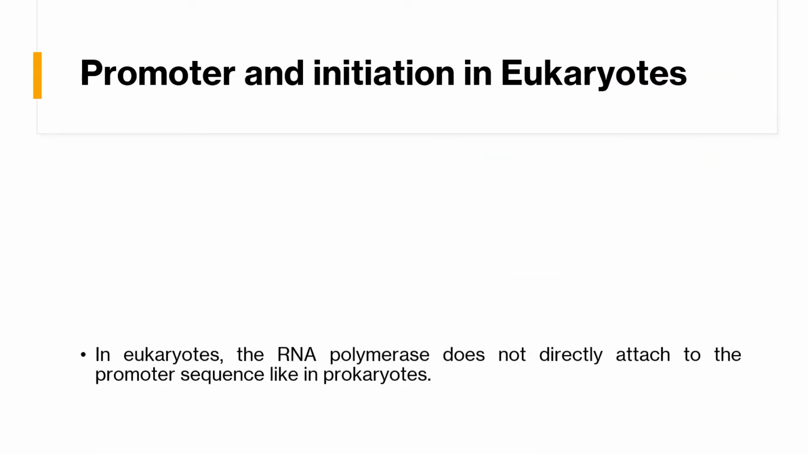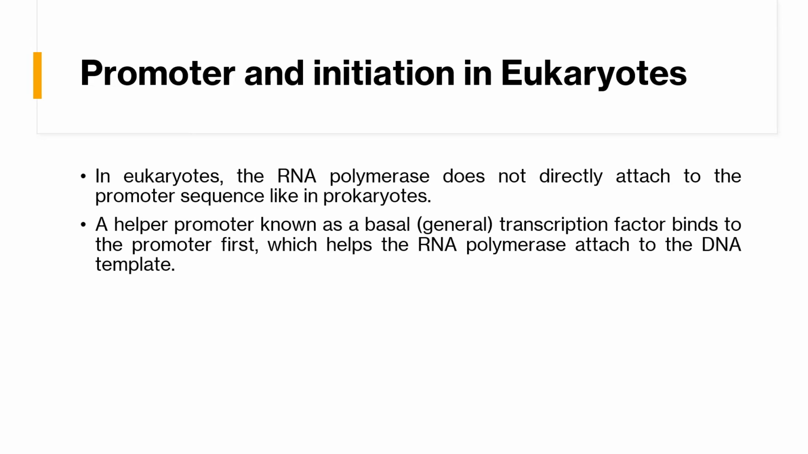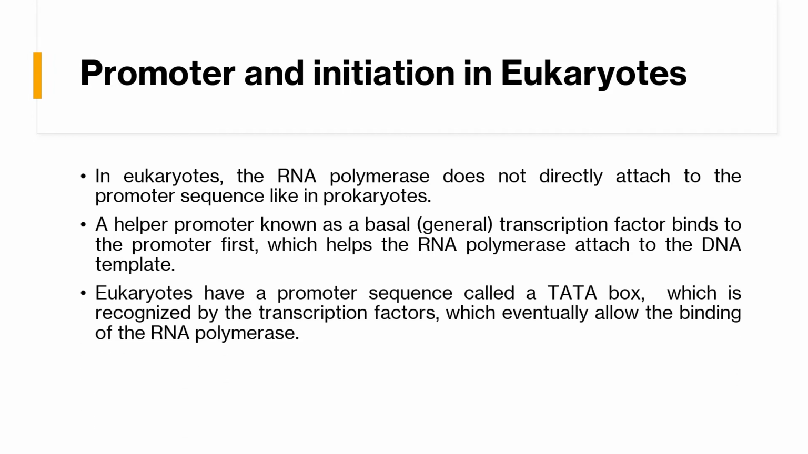Promoter and initiation in eukaryotes. In eukaryotes, the RNA polymerase does not directly attach to the promoter sequence like in prokaryotes. A helper protein known as a basal or general transcription factor binds to the promoter first, which helps the RNA polymerase attach to the DNA template.